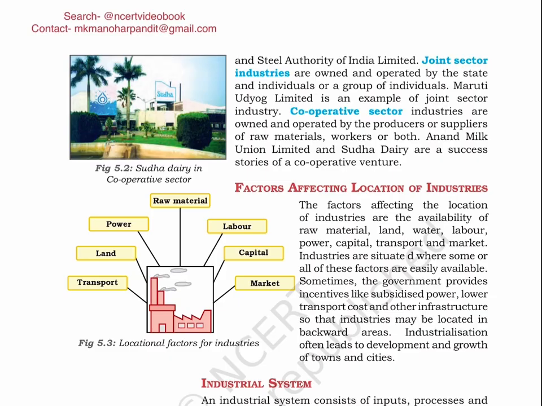Industrialization often leads to development and growth of towns and cities. On left side, there is figure number 5.3 entitled Locational Factors for Industries. In this figure, there is a diagram in which a factory is given, which is affected by the availability of resources. These resources are given in 7 different boxes and connected to factory. Given resources are raw material, labor, power, land, capital, transport, and market.